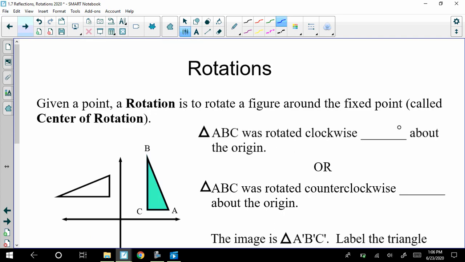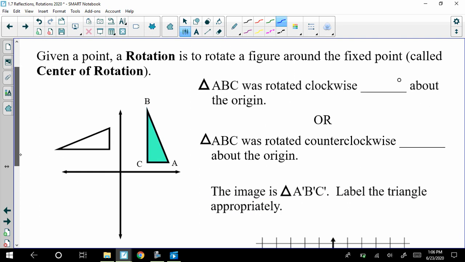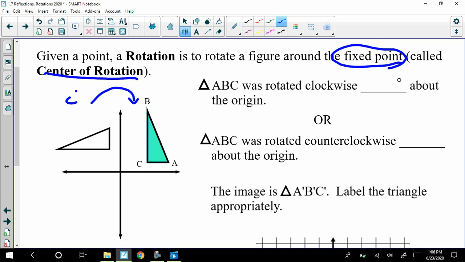Now, rotations. Rotations can be a little trickier. So we rotate around a fixed point, and that is the center of rotation. So how do we rotate? Well, if we go in this direction, that is clockwise. It's the way the clock goes. If we go in the other direction, we call that counterclockwise. So we go in this way, it's called counterclockwise.